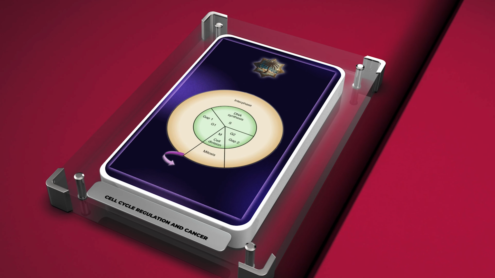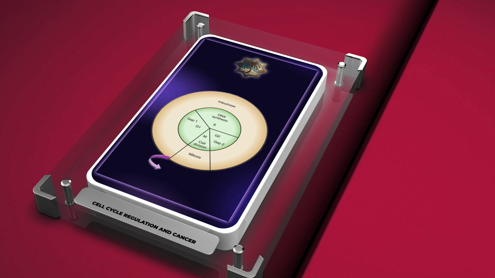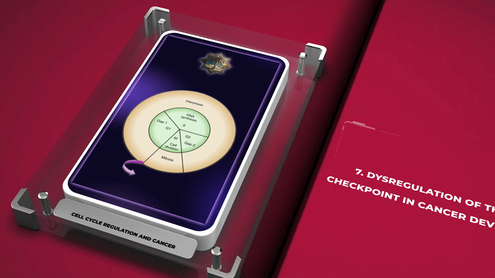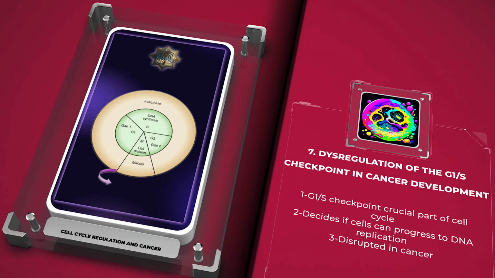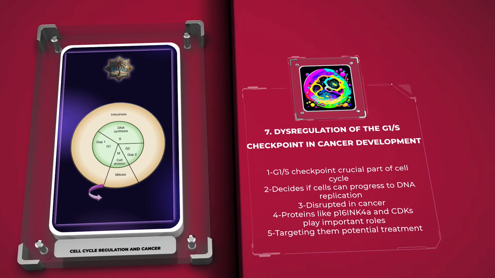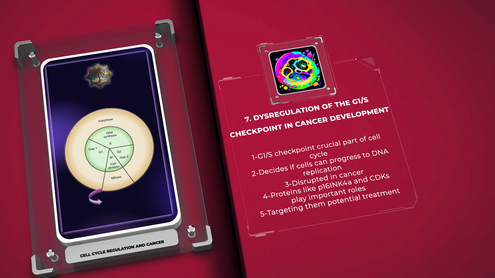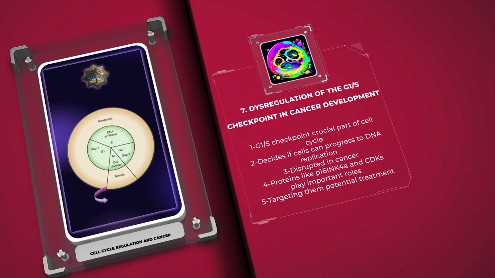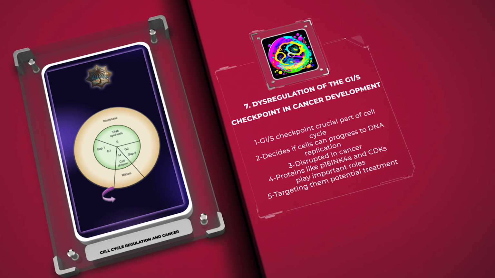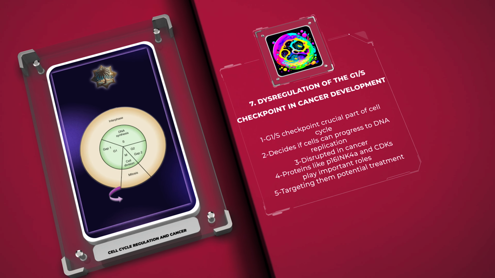The G1/S checkpoint is a crucial part of the cell cycle that decides if cells can progress to DNA replication. In cancer, this checkpoint is often disrupted, allowing cells to divide uncontrollably. Proteins like p16-INK4A and CDKs play important roles, and targeting them could be a potential treatment.